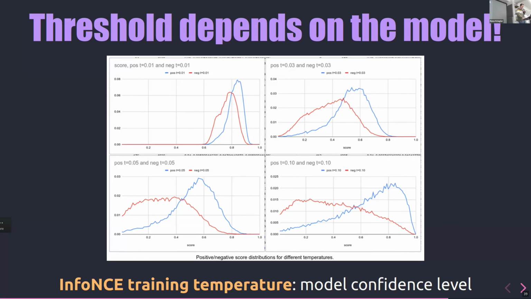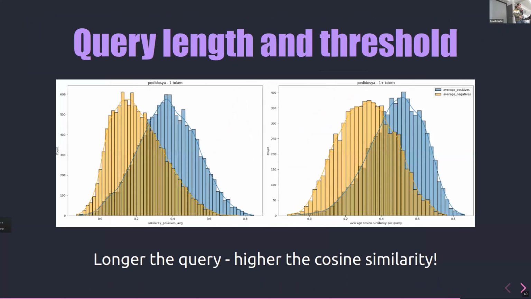So that's the first thing which matters. Also, we found out that the query length actually affects this threshold. For single-token queries and multi-token queries, these distributions are different. And surprisingly, the longer the query, the higher the similarity.